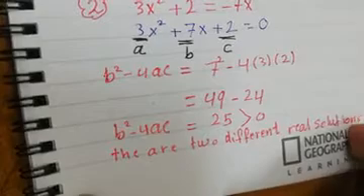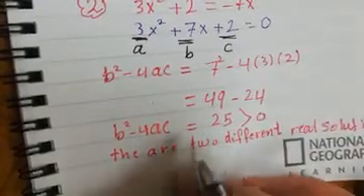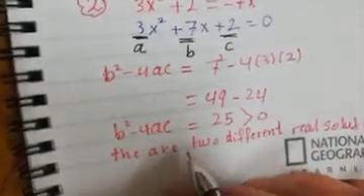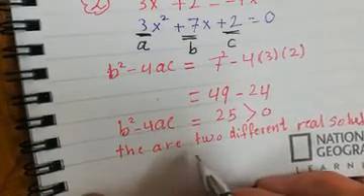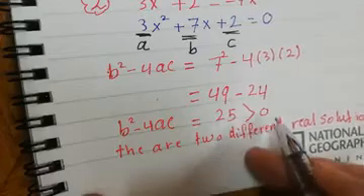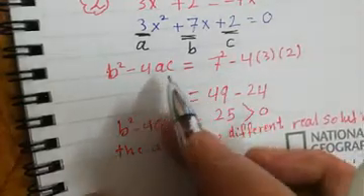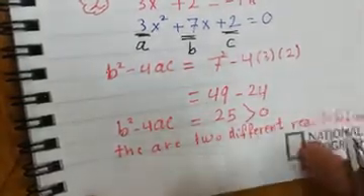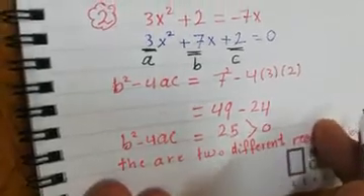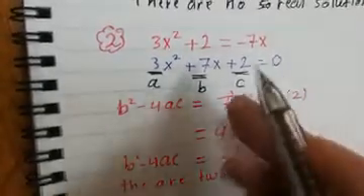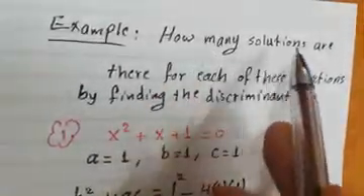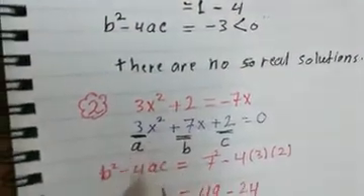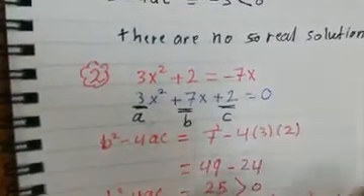If he asks you what these solutions are, you can find them with the general formula, or the quadratic formula, which is x equals negative b plus or minus the square root of the discriminant, b squared minus 4ac, divided by 2a, and you can find these two real solutions. But here we are searching for how many solutions there are for this equation. So you only have to decide how many solutions there are.